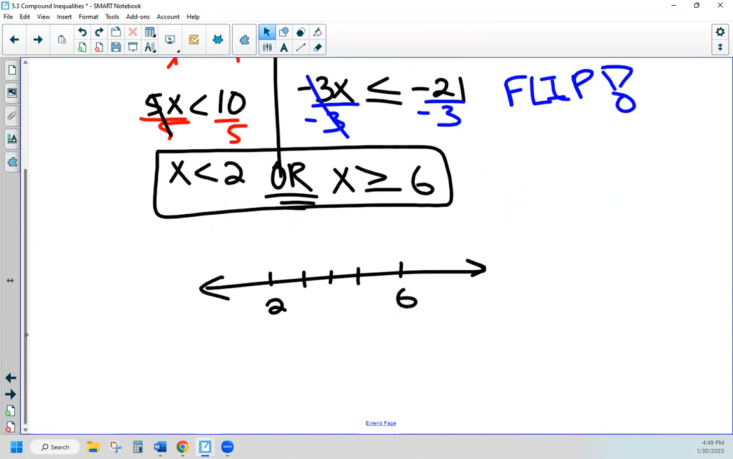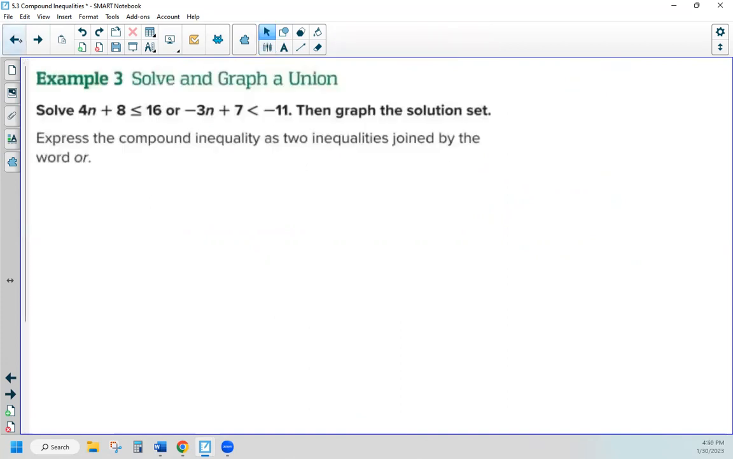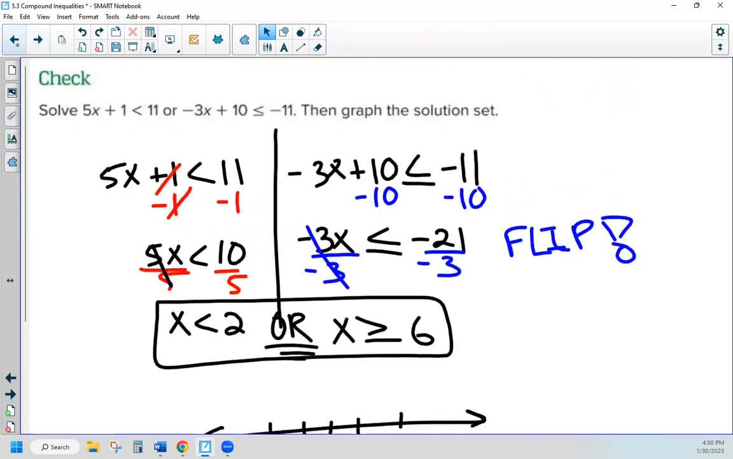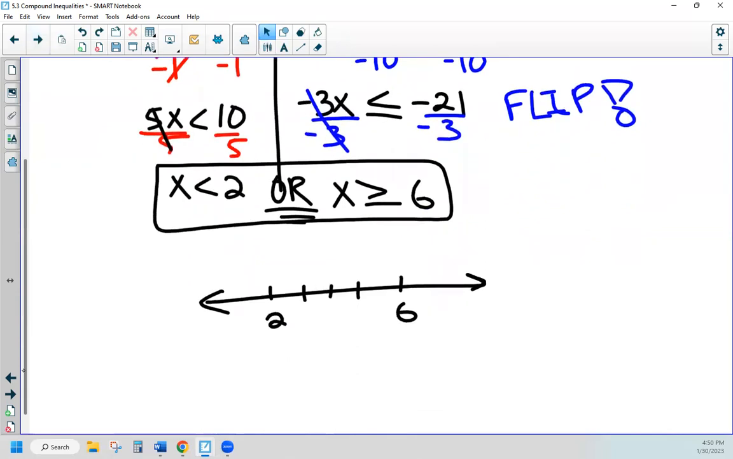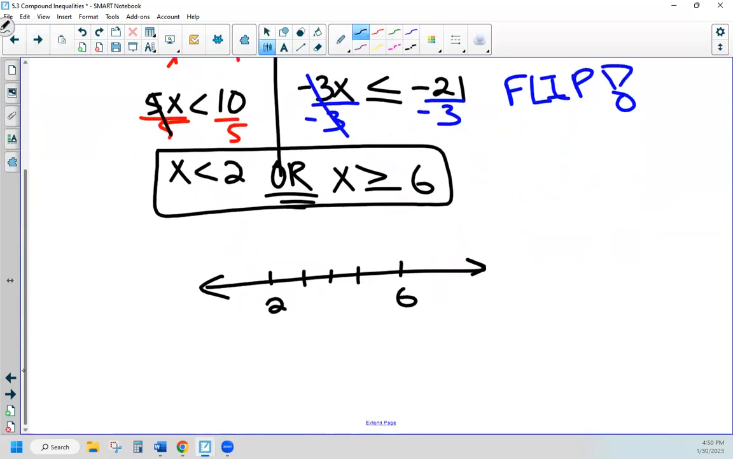Did I just do the... Why does it look so similar? 4n plus 8. Huh, okay. I'm having deja vu. Did we get the same type of answers? Oh, well, here we go.